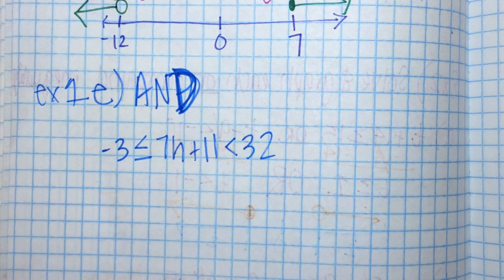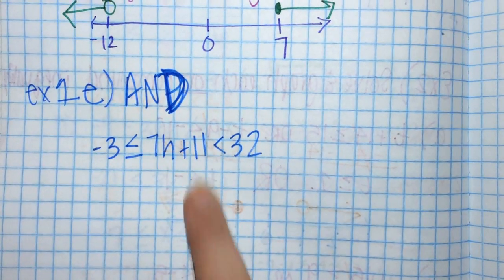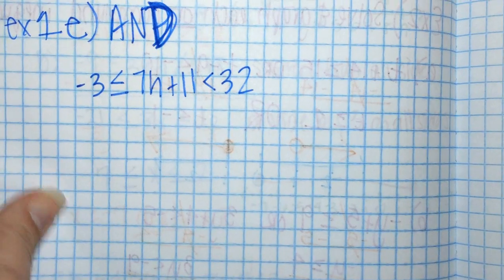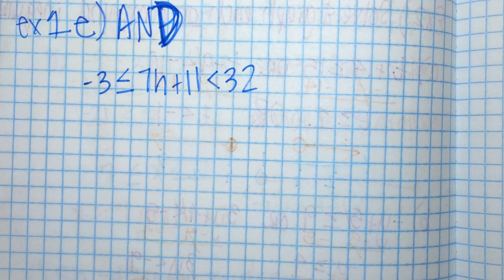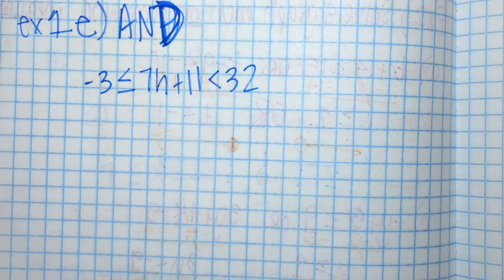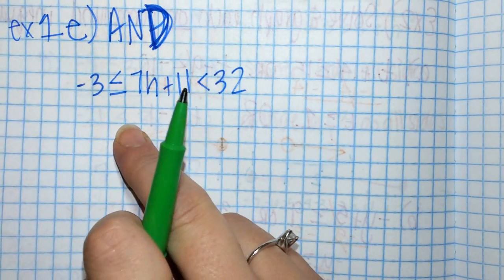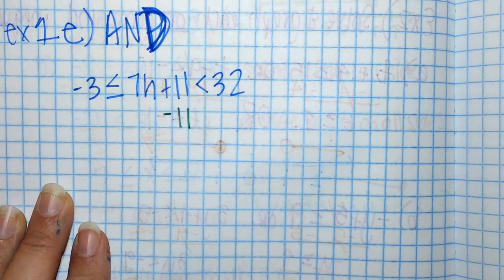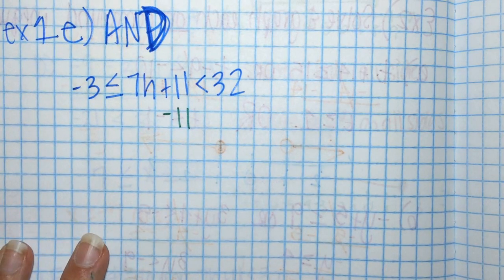So do y'all want to do this one together or separate? Together. Okay. How about we do the first part together, the first step. Alright, so remember it's and. So what do we need to do to solve this one? Everywhere, except for the 7h. Alright, so we subtract 11 here. And then where? Negative 3 and 32.